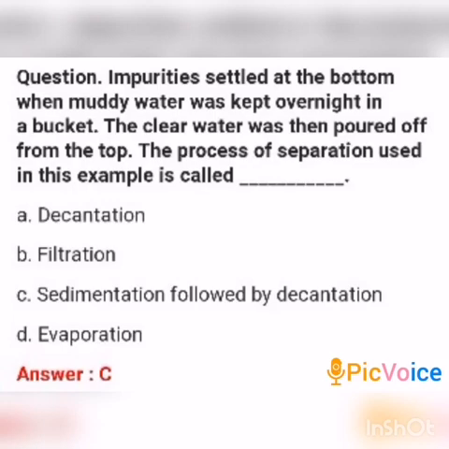Next question. Impurities settled at the bottom when muddy water was kept overnight in a bucket. The clear water was then poured off from the top. The process of separation used in this example is called: A, decantation, B, filtration, C, sedimentation followed by decantation, D, evaporation. The answer is C, sedimentation followed by decantation.